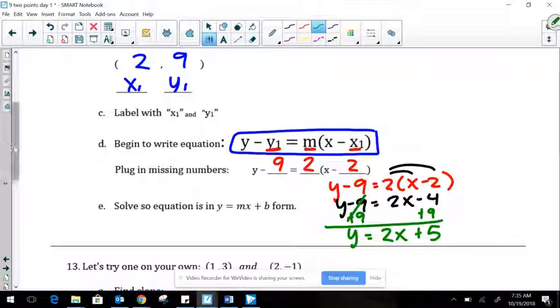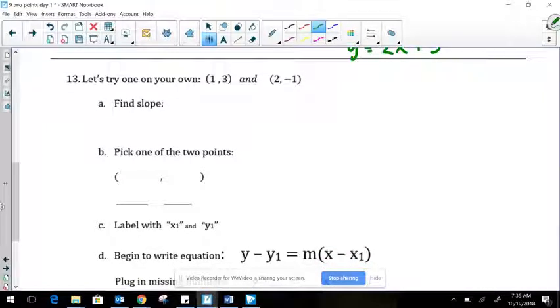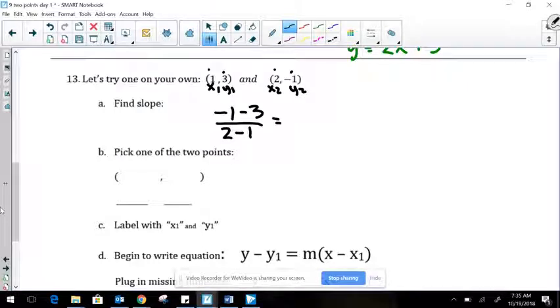Great. Okay, so now let's go down and try one more. See if the second time around it's a little smoother. So I'm going to label my slope x1, y1, x2, y2. You're going to plug it into your slope formula. So y2 minus y1. So I did negative 1 minus 3 over my x2 minus x1. Okay, so negative 1 minus 3 is negative 4. 2 minus 1 is 1. So I can just write that my slope is equal to negative 4.